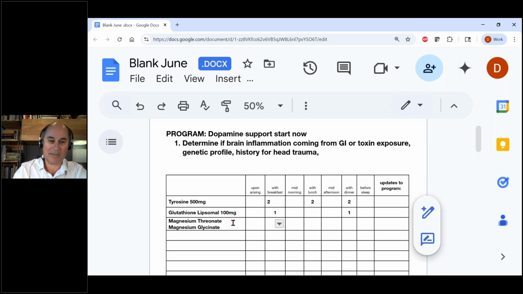Let me just write this better here. Let's just say you use a glycinate, 100 milligram pill, 2 of those there. And what does magnesium do? It helps calm down that neuroinflammation. Another great way to calm down neuroinflammation is with a curcumin type product.